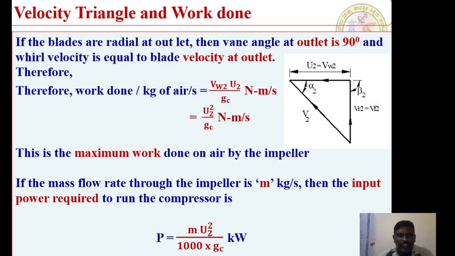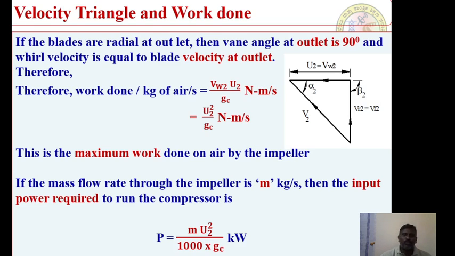This difference we have to make out while discussing turbo machines, irrespective of the type of turbo machine. When the blades are radial at outlet, beta 2 is equal to 90 degrees. When beta 2 is 90 degrees, then U2 is equal to VW2. Therefore, the work done per kg of air is VW2 U2 by Gc, so much of Newton meter per second. For an ideal condition, VW2 is equal to U2, that is U2 square by Gc. This is the maximum work done on air by the impeller.